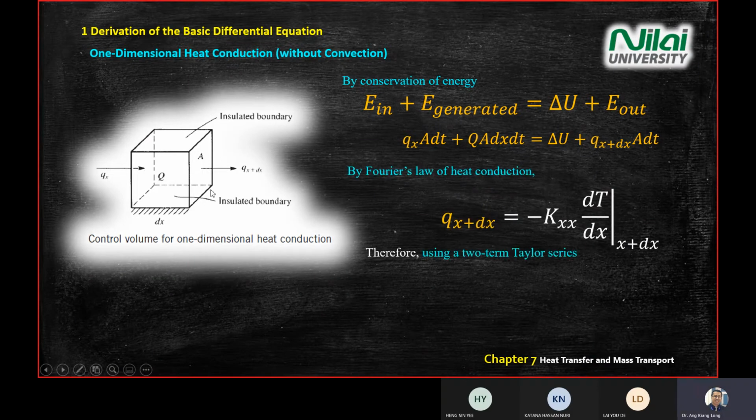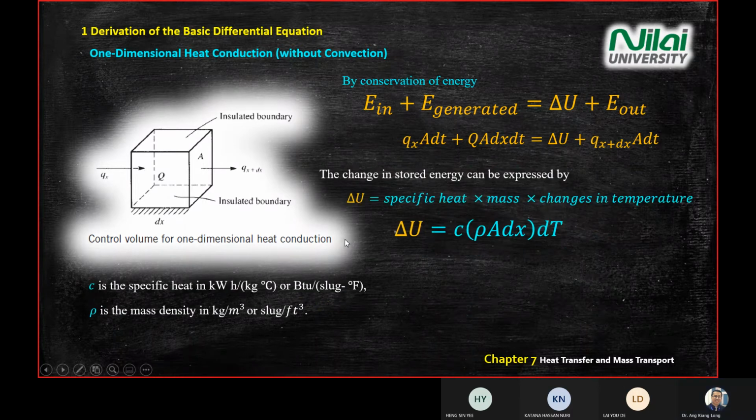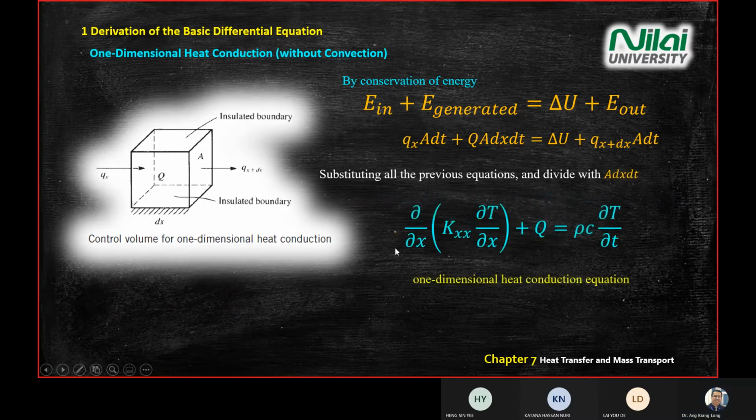The rest you derive from the diagram over here. Then delta u equals c rho A dx times dT. The basic idea is that you want to find the change of internal energy. Delta u equals specific heat, which is usually given, c, times mass times change of temperature. You get delta u. This one you learned in your thermodynamics. And then you get your one-dimensional heat conduction equation, which is equal to this one.